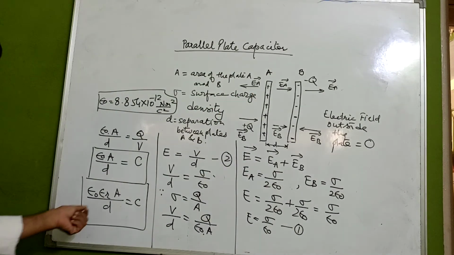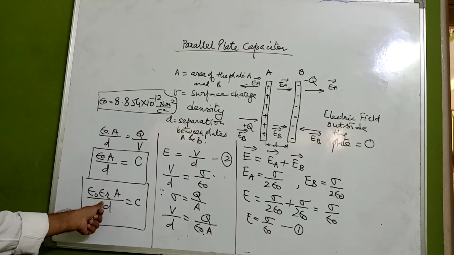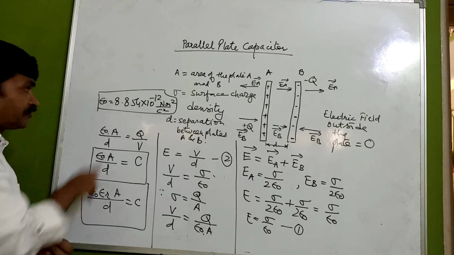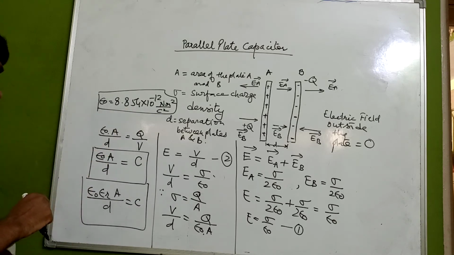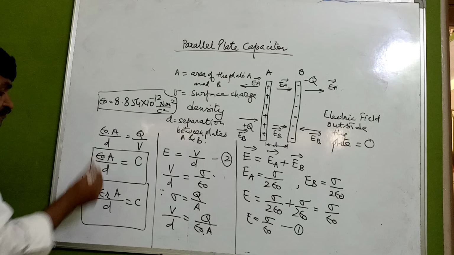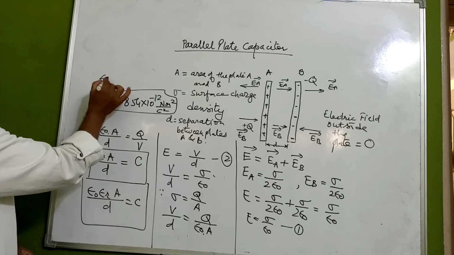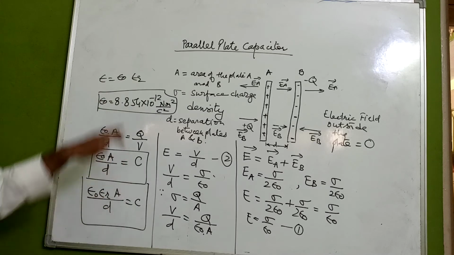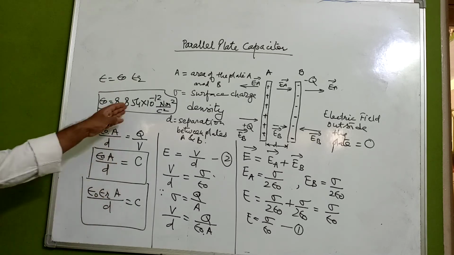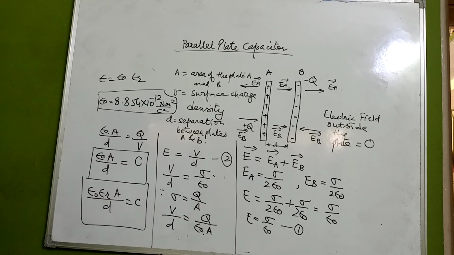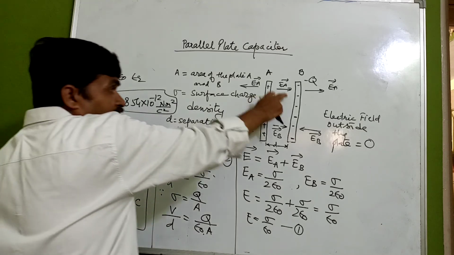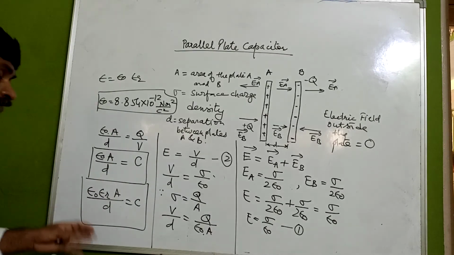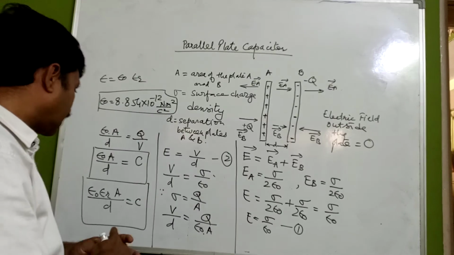The relative permittivity is given by epsilon R, or you can use kappa also. Epsilon is the absolute permittivity, which equals the permittivity of free space multiplied by the relative permittivity. If we keep some medium, that we will discuss later in other lectures in detail.